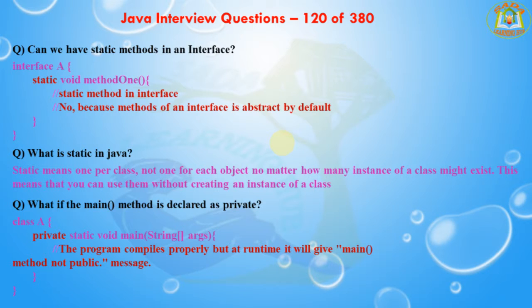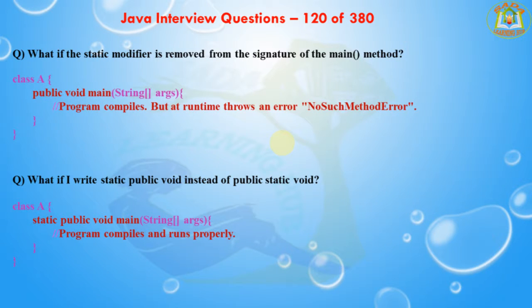The next question is, what if the static modifier is removed from the signature of the main method? The program compiles, but at runtime it throws a no such method error. Why? Because the static keyword is missing in the main method.